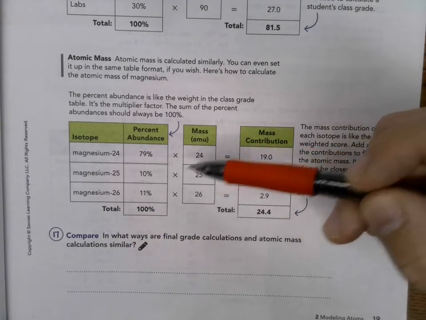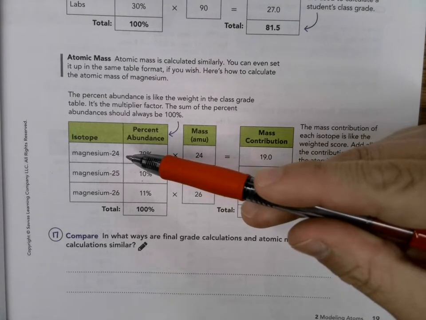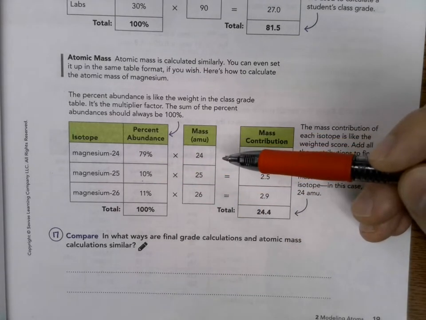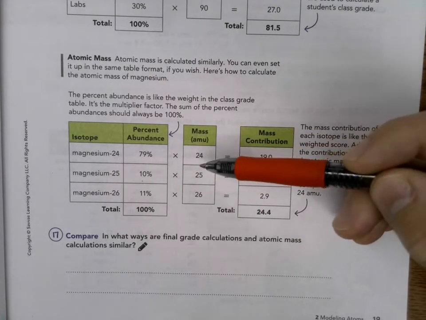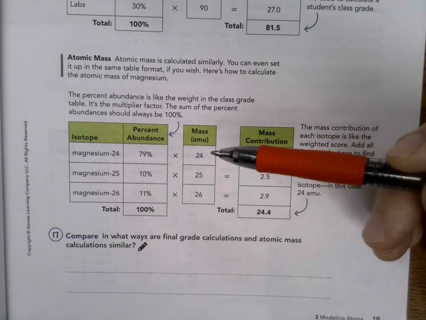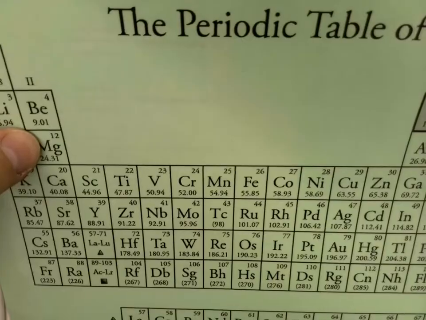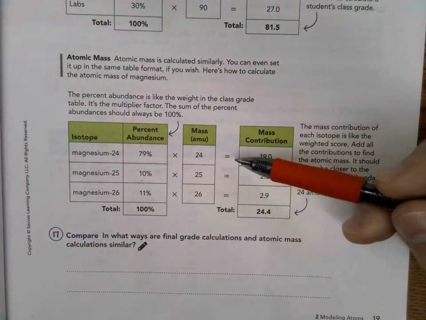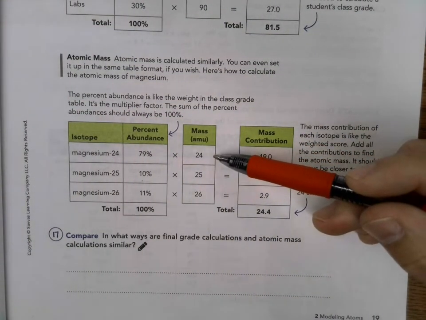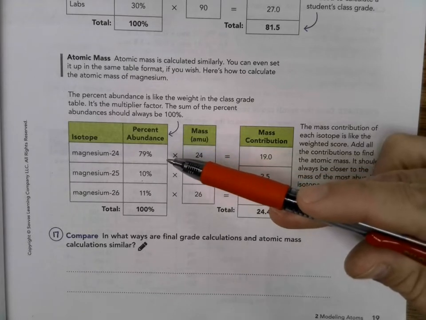So the mass of magnesium 24 is 24. We've got a certain number of protons and neutrons equaling 24. So magnesium, if we look right here, is 12. This is referring to having 12 protons and 12 neutrons, and it occurs 79% of the time.